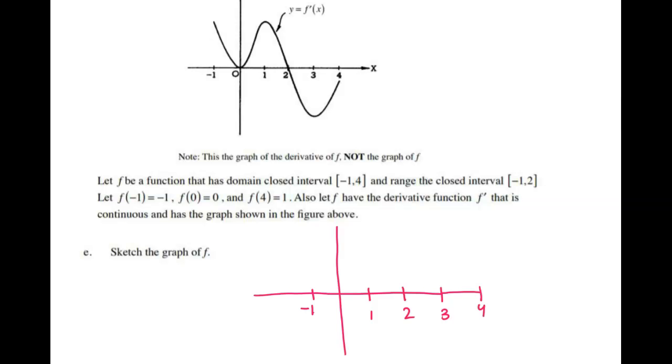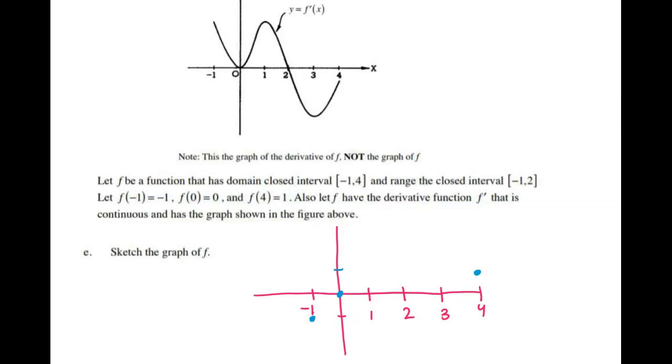f of -1 is -1. f of 0 is 0. And f of 4, take a mark here, is 1. So those are the points we have.